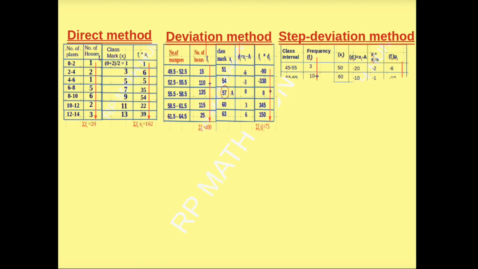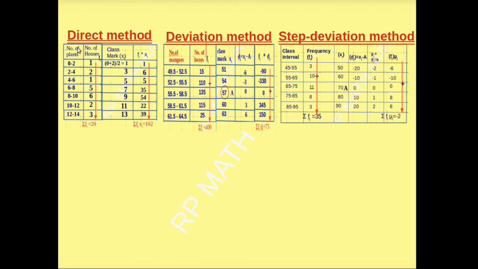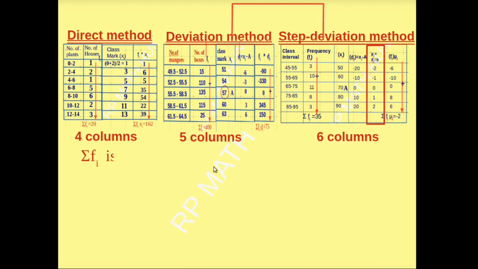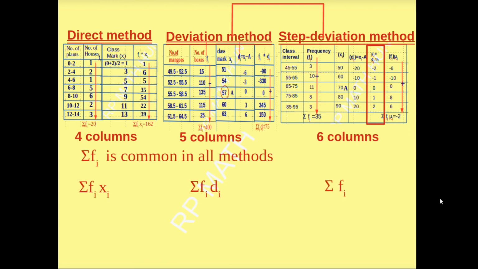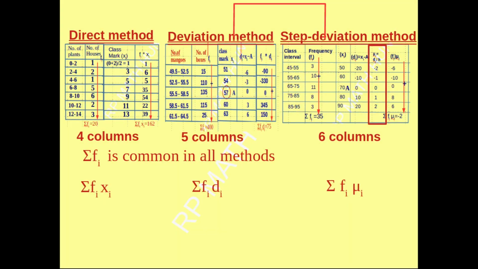Now, let us recap all the methods at a glance. Direct method, deviation method, step deviation method. Direct method, 4 columns. Deviation method, 5 columns. Step deviation method, 6 columns. Sigma fi is common in all methods. In the first, direct method, we find sigma fi xi. In the deviation method, sigma fi di. In the step deviation method, sigma fi ui.